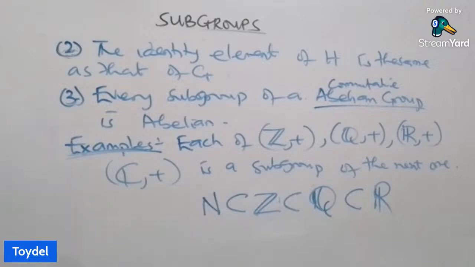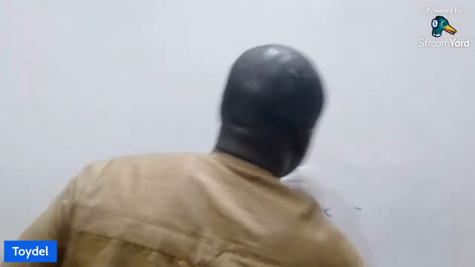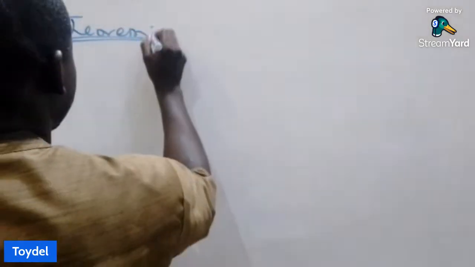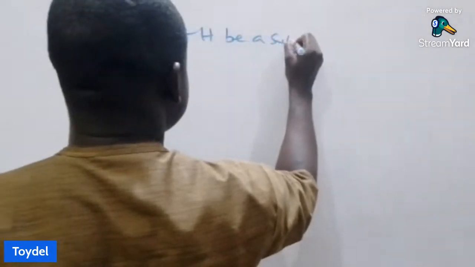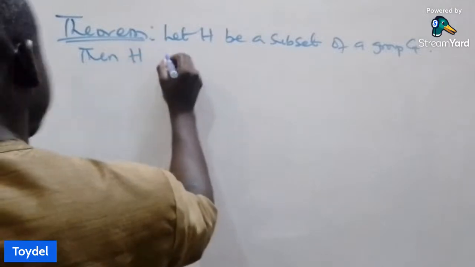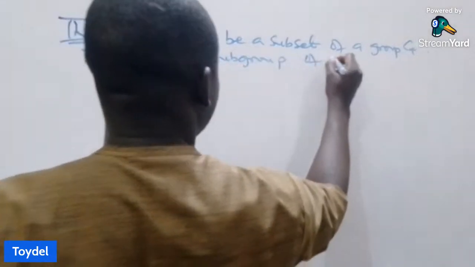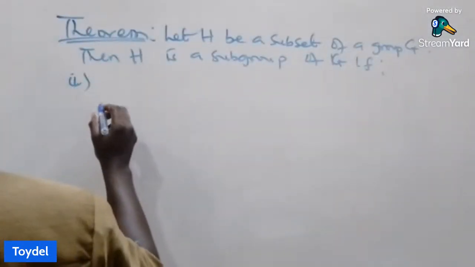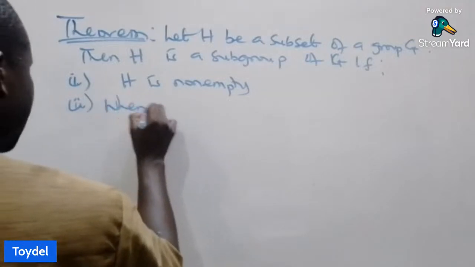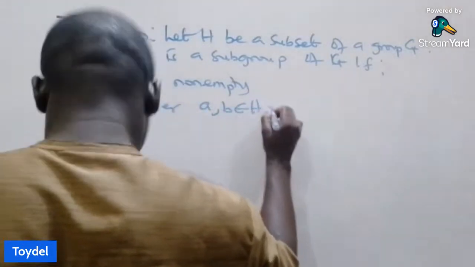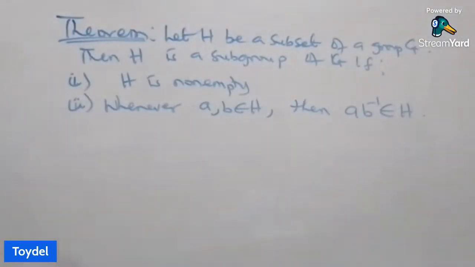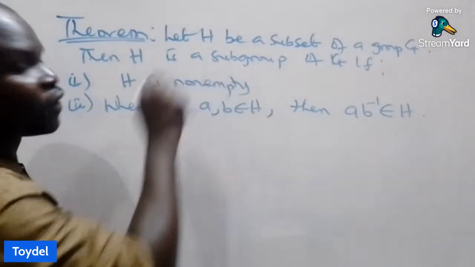At this point, I want to state a theorem, and this theorem is very important when it comes to subgroups. Theorem: Let H be a subset of a group G. Then H is a subgroup of G if, first, H is non-empty, and second, whenever a and b belong to H, then a b inverse must belong to H. These are the two conditions that must be satisfied for us to call H a subgroup of a group G. It's just two things.